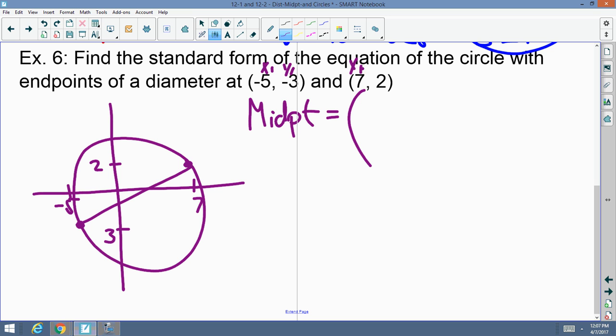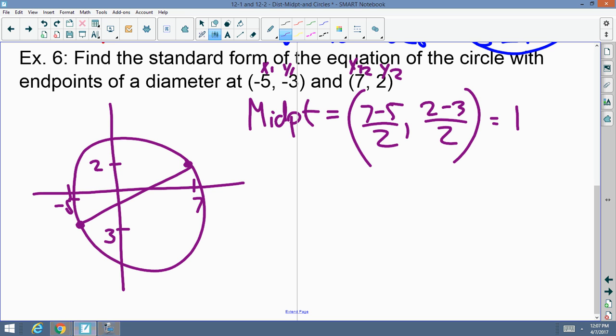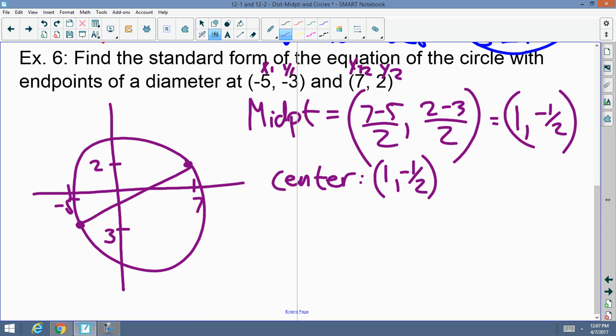X1 plus x2. So we've got 7 minus 5 over 2, comma, the average of the y's. So this is going to equal 1, comma, -1/2. That is my center. And that's my H, K. That's my midpoint. That's my center. So now we have it: 1, -1/2. That's my center. Is everyone with me so far? All I found was my H, K because it's the midpoint of the diameter.